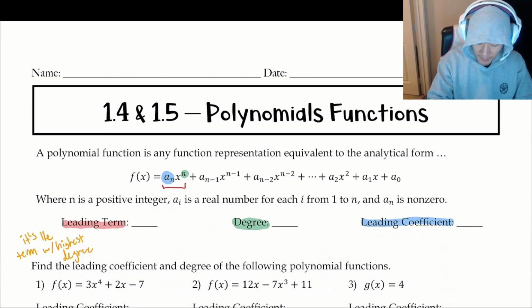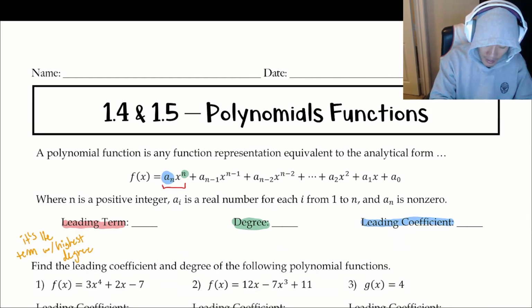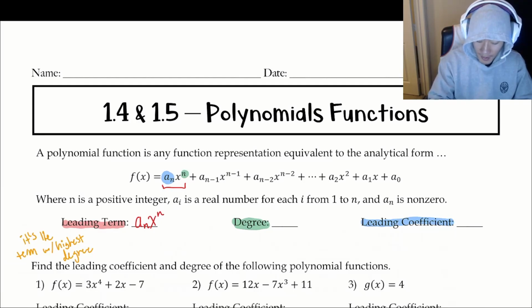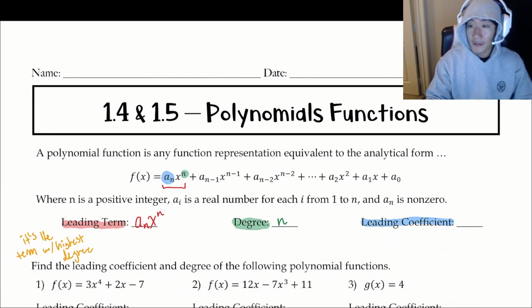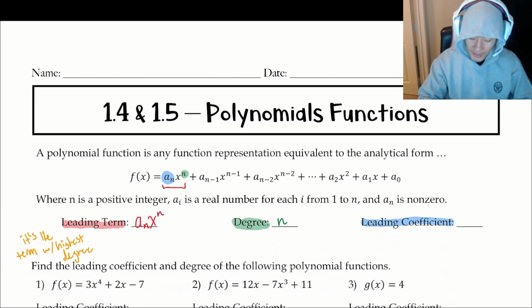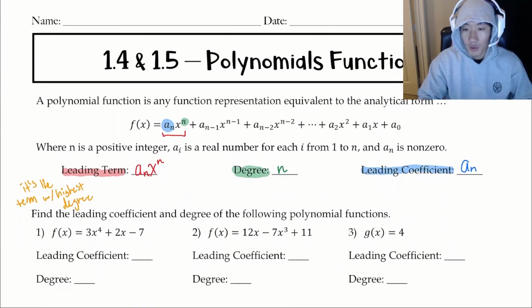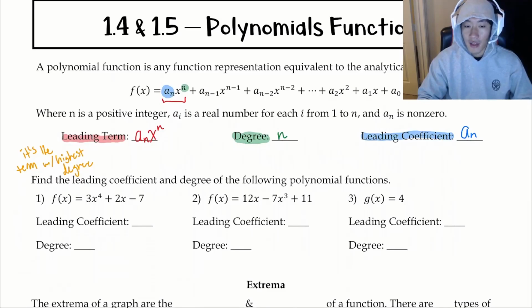So let me write this out. Our leading term here should be a sub n x to the power of n. That's that chunk right there. The degree itself should just be n. And then our leading coefficient is just a sub n, right? That's just, in general, what this should be. Let's work with actual examples so it's a little bit more obvious now.